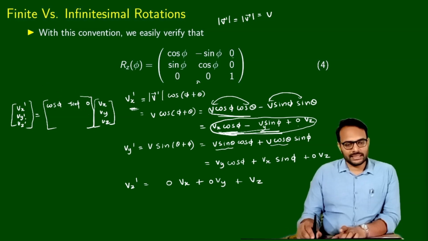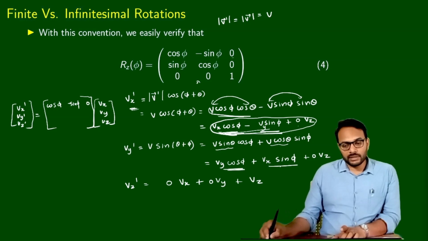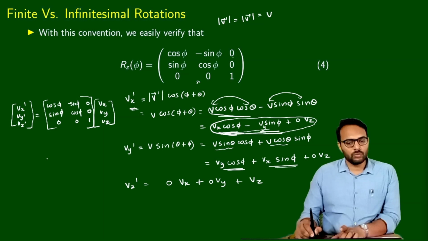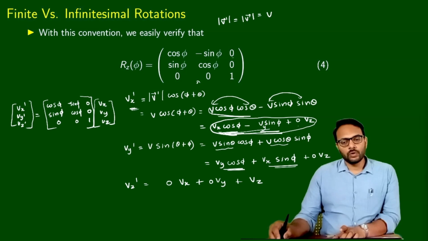Similarly, the second line gives us Vy prime, and Vy prime is Vy cos phi plus Vx sin phi. The Vx here has to be combined with the sin phi here, and there's a cos phi. Again, there's no contribution from Vz, so it's a 0 here. And Vz prime is the same as Vz, no contribution from Vx or Vy, so this is simply 0, 0, 1. That's the matrix that we have here. Rz of phi is equal to cos phi, minus sin phi, 0; sin phi, cos phi, 0; 0, 0, 1.